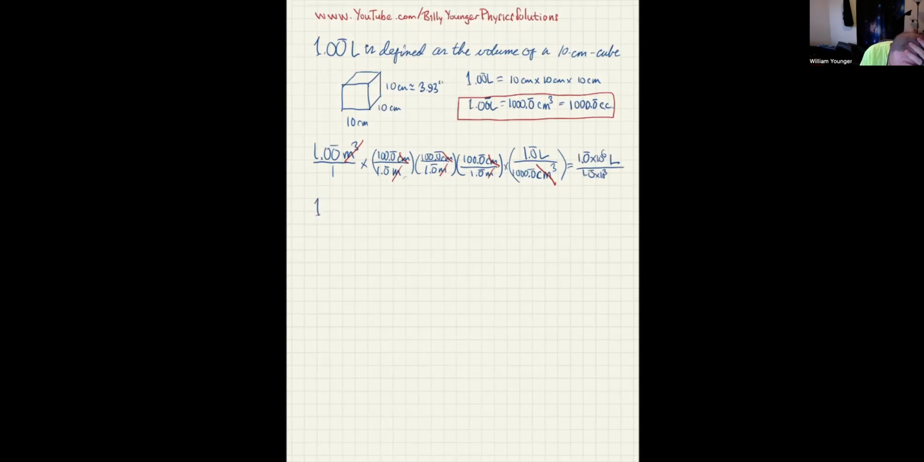So we can see that 1.00 cubic meters is equal to 1,000,000 divided by 1,000. It's equal to 1,000.0 with a bar over it liters. So we now have a new relationship between liters and cubic meters. Obviously, a cubic meter is 1,000 liters. So 1,000 one-liter Aquafina bottles, for instance, is the equivalent of 1 cubic meter.